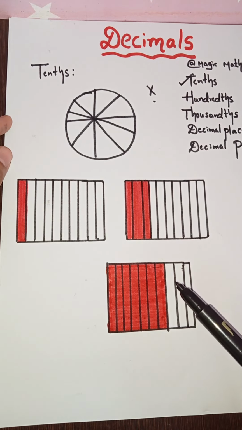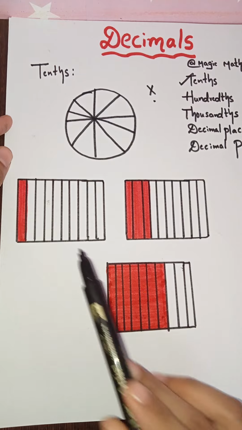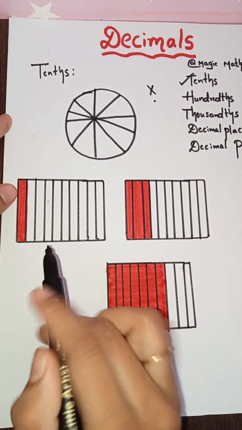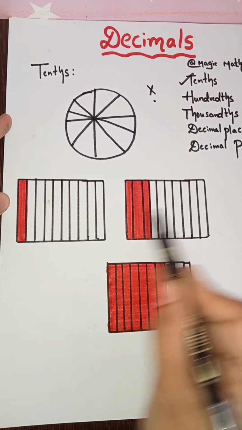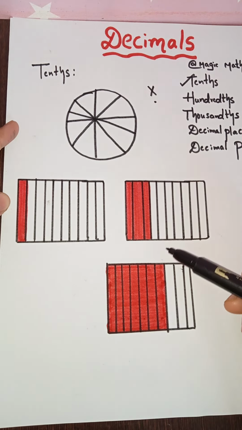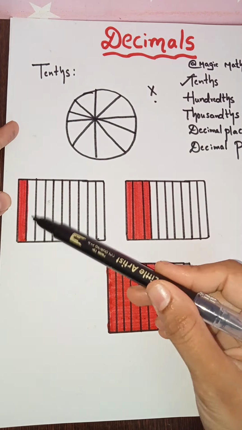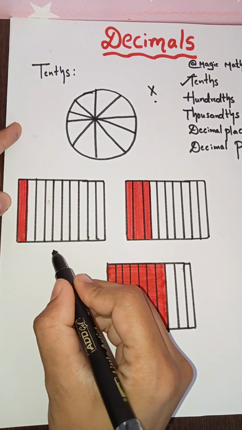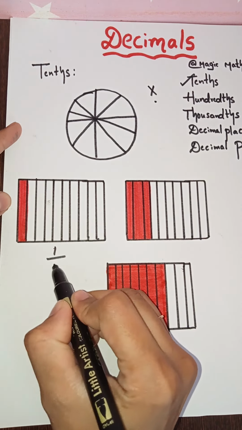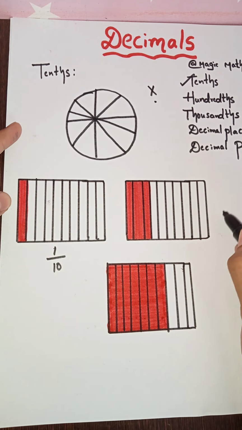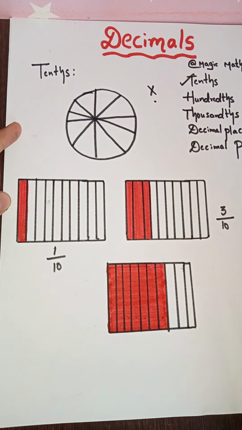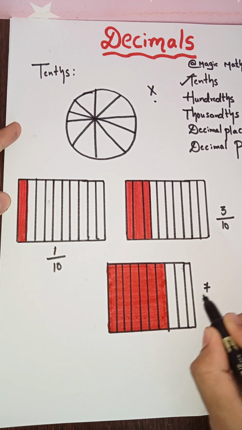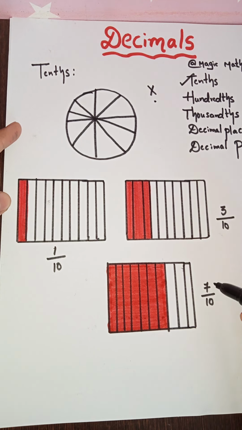So I have drawn some figures. Each of these figures given below has been divided into 10 equal parts. All three figures are in 10 equal parts, and the fraction represented by the shaded part for this figure is 1/10. For this figure, 3/10. And for this figure, 7/10. As you all know, 7 here is the numerator and 10 is the denominator.